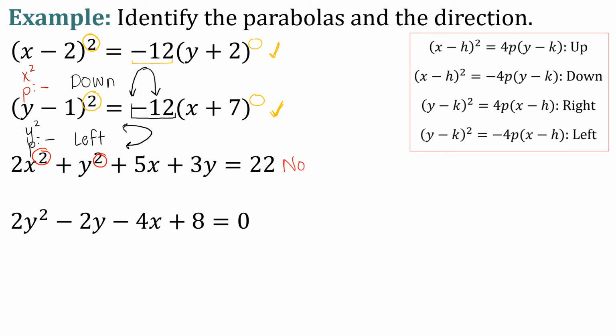In my fourth equation, 2y squared minus 2y minus 4x plus 8 equals 0. Are only my x or only the y squared? I see a y squared and I see an x to the first power. Looking good so far. My y's have the same coefficients. I have a 2 and a 2. And my x has a negative 4, and then I have an 8.